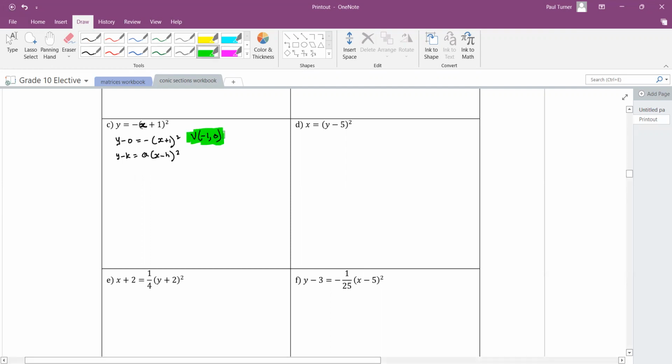Now we want to find c. And we know that a equals 1 on 4c. A in this case is -1. So -1 equals 1 on 4c. So c is going to be -1/4. And we want the absolute value of that. So you'll get 1/4 for the distance between the focus and vertex.